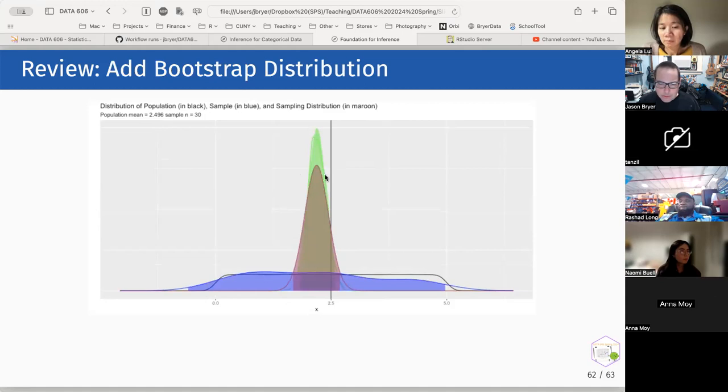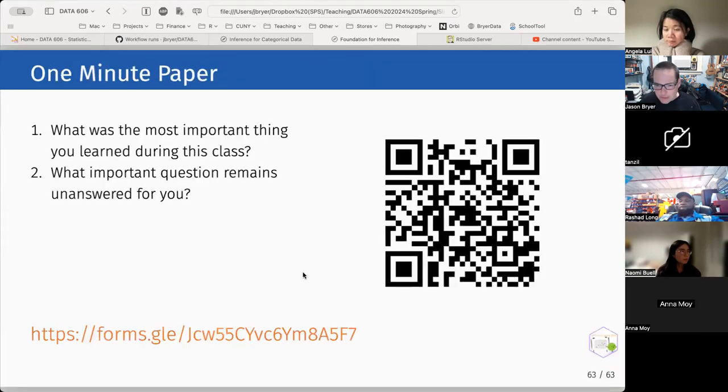So this green distribution is the bootstrap sampling distribution from that one sample that's in blue here. So we can see the relationship of all of these. The bootstrap is, again, an approximation to the sampling distribution, but we can see it's pretty close in terms of width, and it's centered in the same area. So that's how all these things fit together.